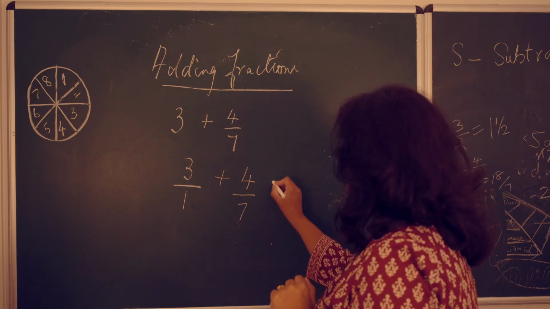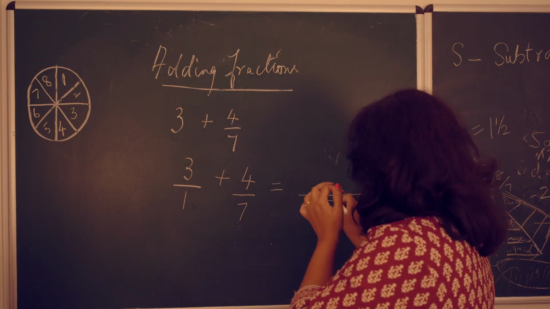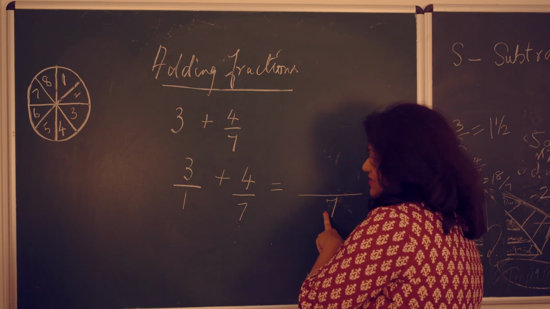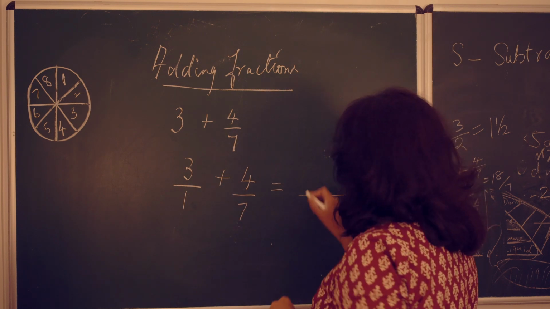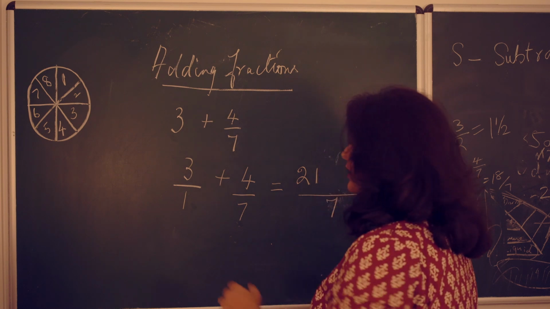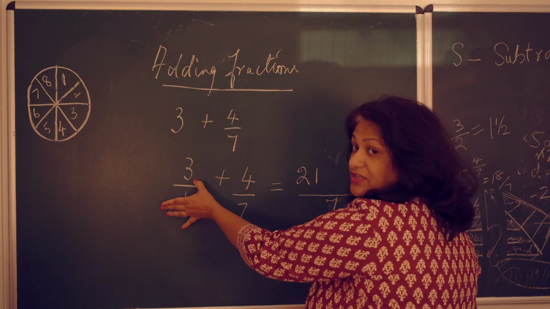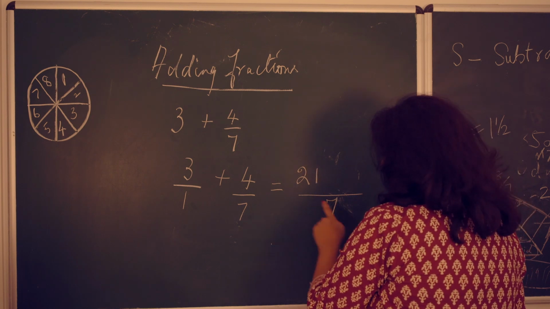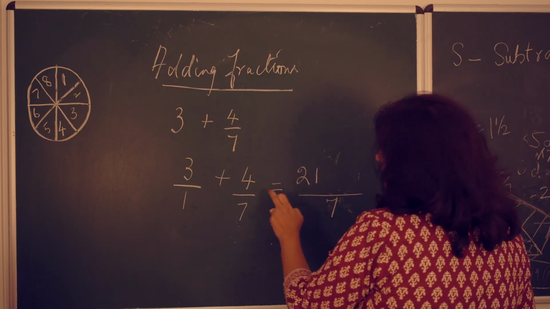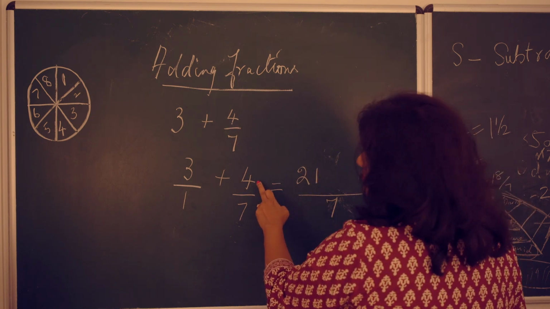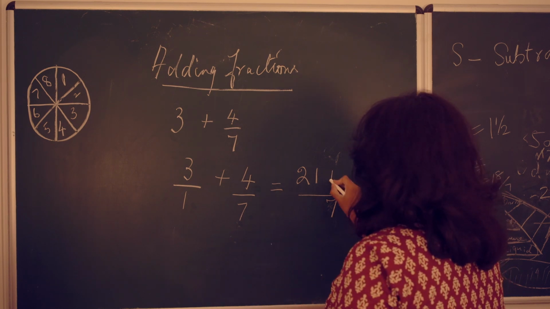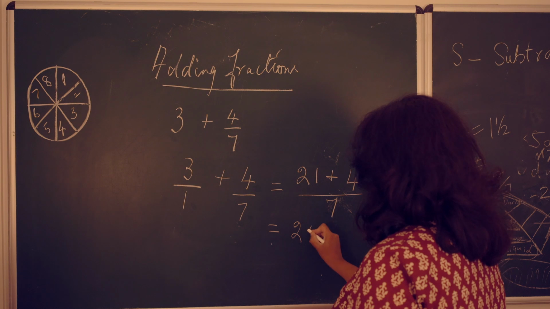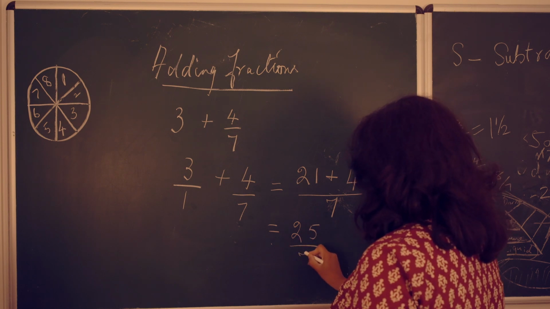Go on to add this, which will be 7 is my denominator. 1 goes in the 7, 7 times. So I will have 21, because 3 times 7 is 21. And then 7 goes in the 7 once. So 4 times 1. I will multiply 4 by 1. So that will give me 4, which will be 25 by 7.